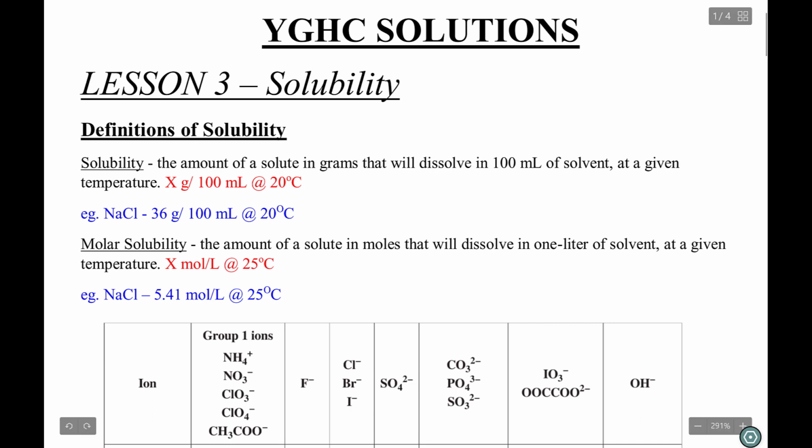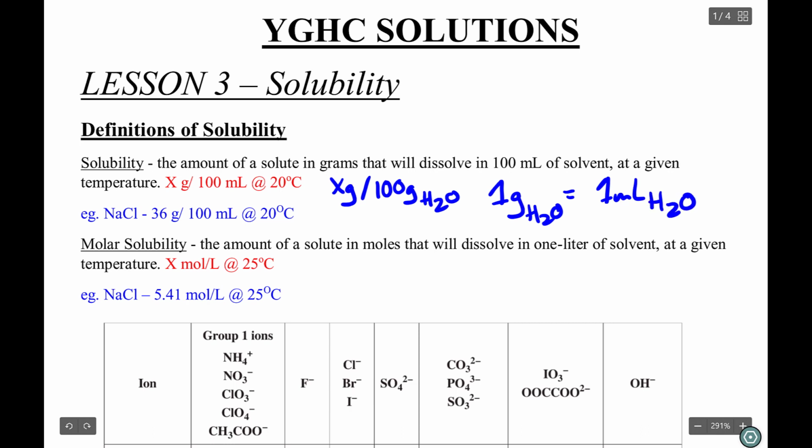solubility is actually measured in grams per 100 milliliters of a solvent. However, it could also be done in grams per 100 grams of water. Now, 1 gram of water is equivalent to 1 milliliter of water at standard conditions, so 1 atmosphere of pressure, 25 degrees Celsius, etc. So that's one definition.